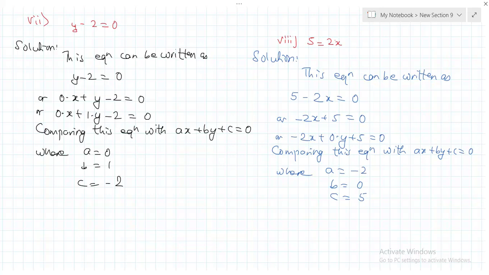So in this exercise 4.1 we have discussed how to write the equation in the form ax plus by plus c equal to 0, and also we have seen how to find the values of a, b and c. In this way we have concluded exercise 4.1 of class 9 chapter 4.